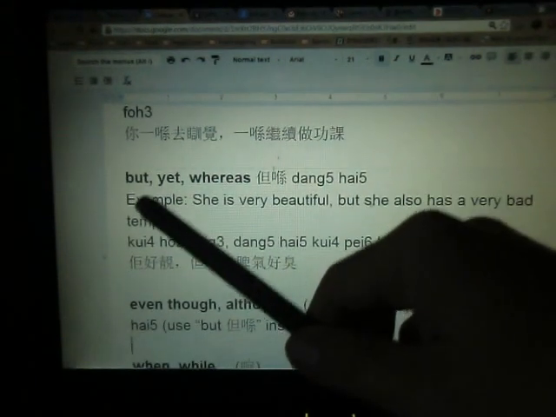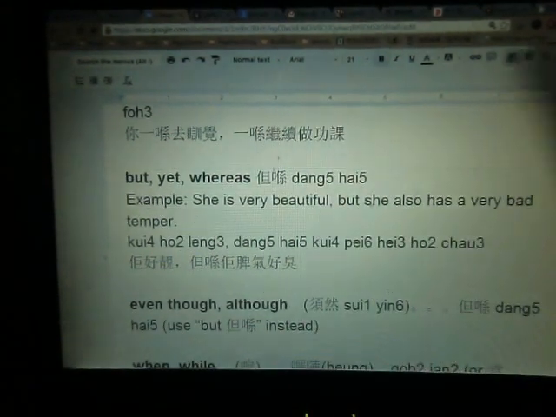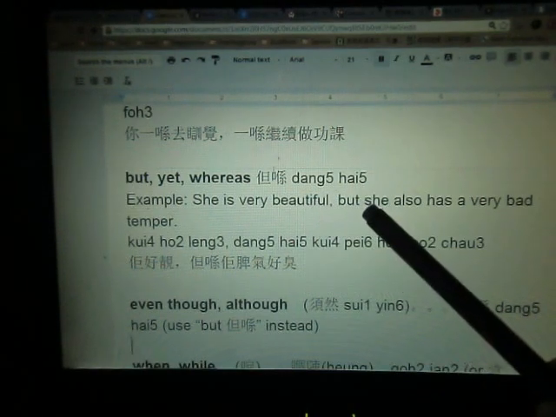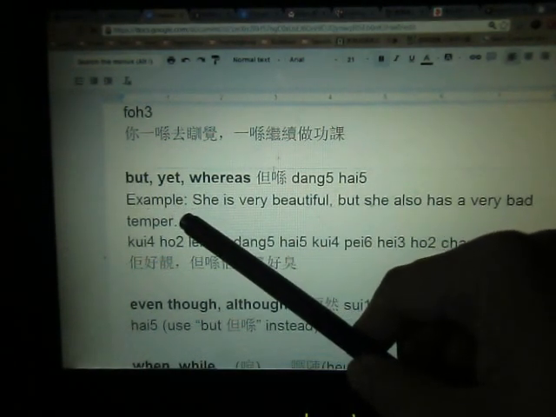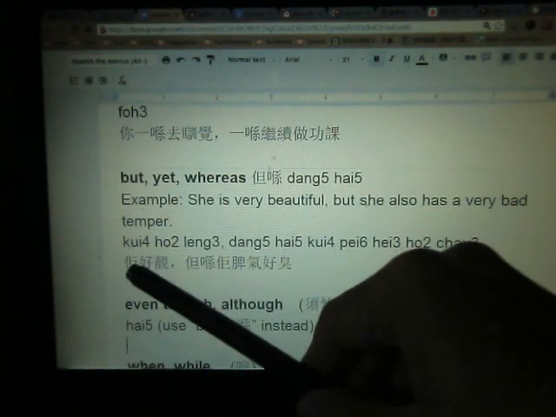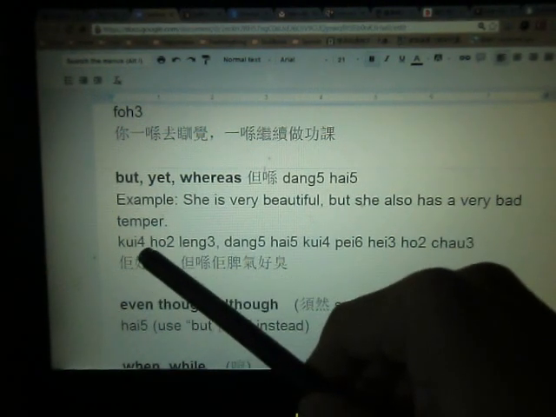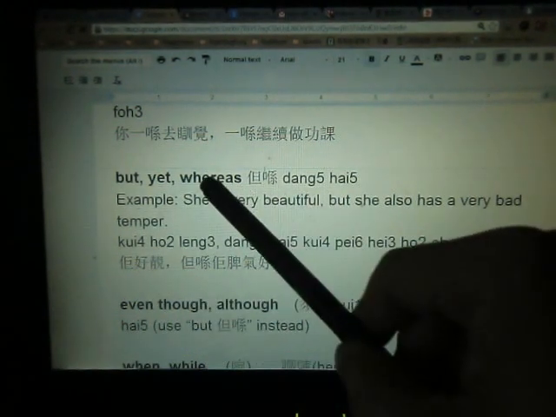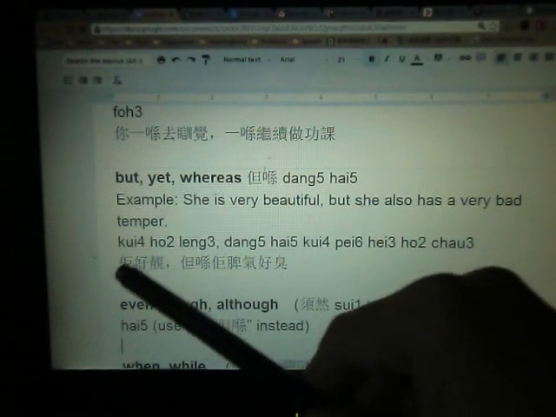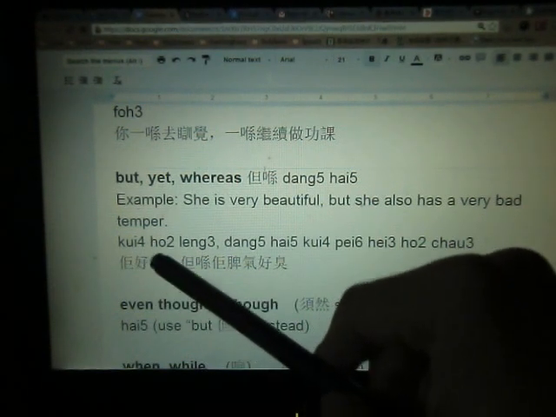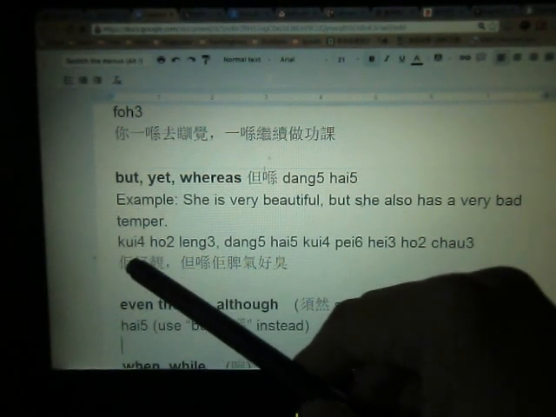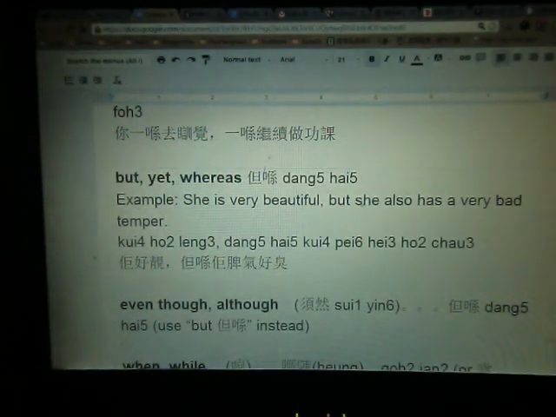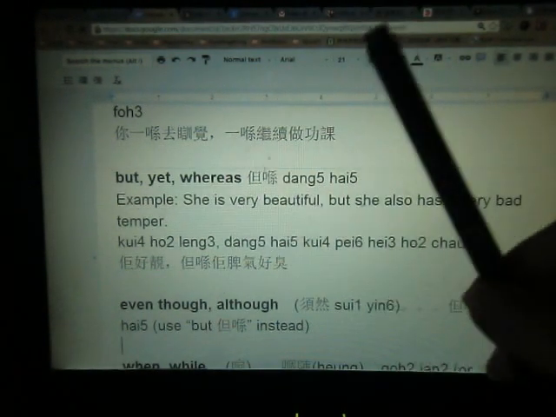Now let's say "but". We use 但係. For example, she is very beautiful, but she also has a very bad temper. So here we say 佢, she, 好靚, very beautiful. Ho means very. Beautiful is leng. You can skip hai. Normally you say 佢好靚. 佢係好靚 is still okay, but it's not Cantonese. So 佢好靚 is enough.